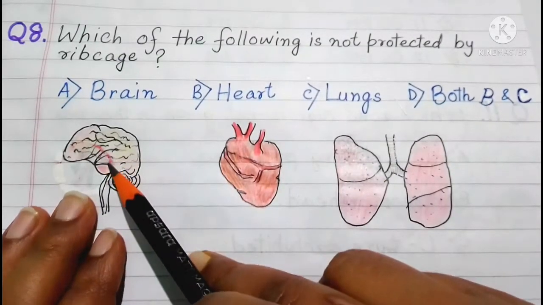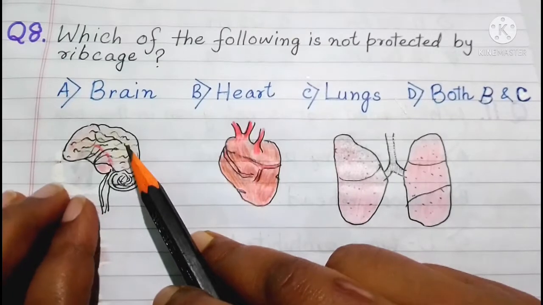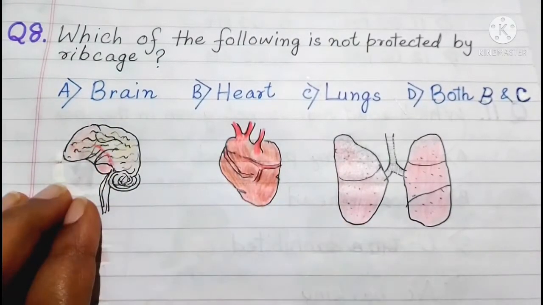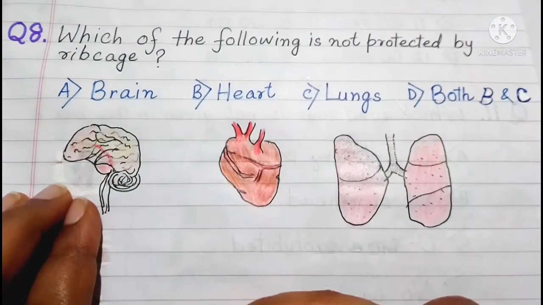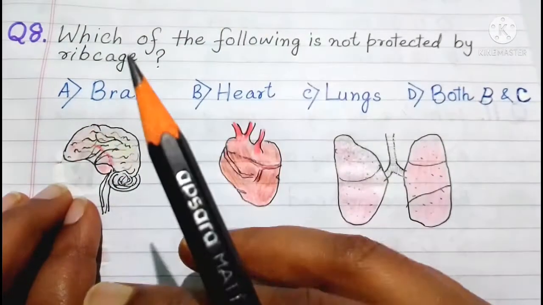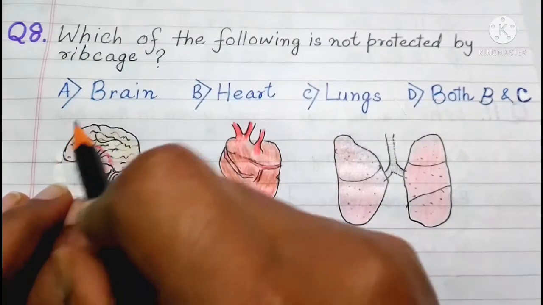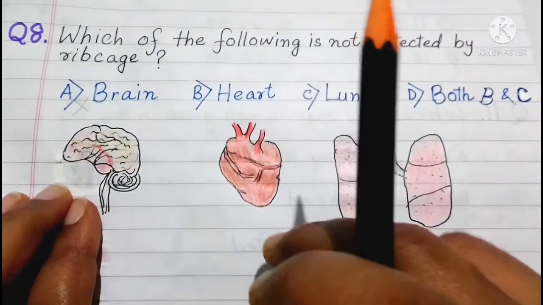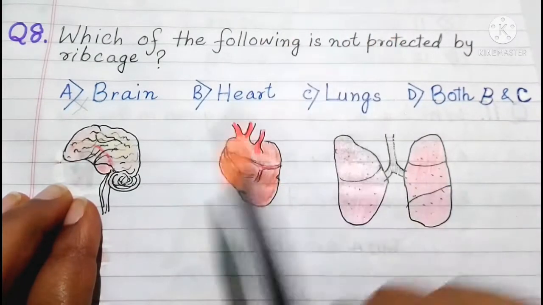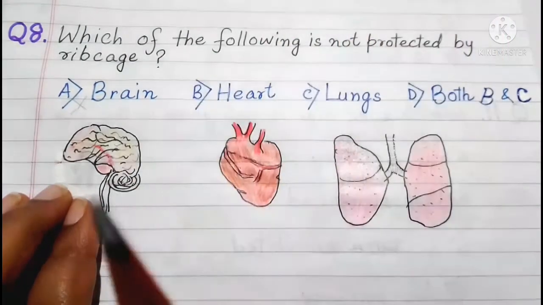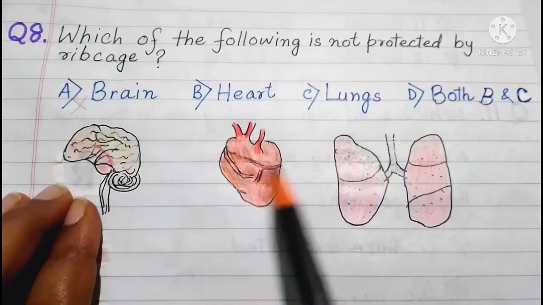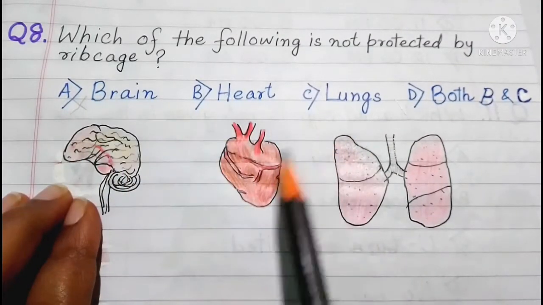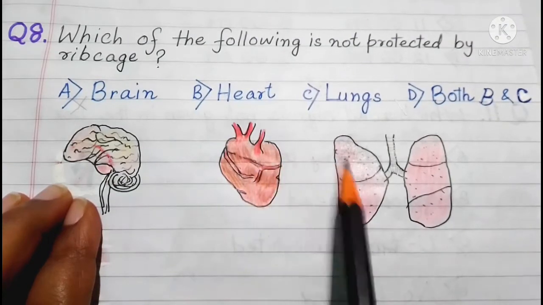So brain cannot be the answer because brain is actually present at the top of our body. Okay, and rib cage is present in the chest. So top of our body is provided with skull, and inside which there is brain. Okay, so brain is first cancelled. Heart and lung both are present inside the rib cage. Both of them are very delicate and soft structures. So soft structures are protected by hard skeleton. Ribs provide that protection to both these organs.